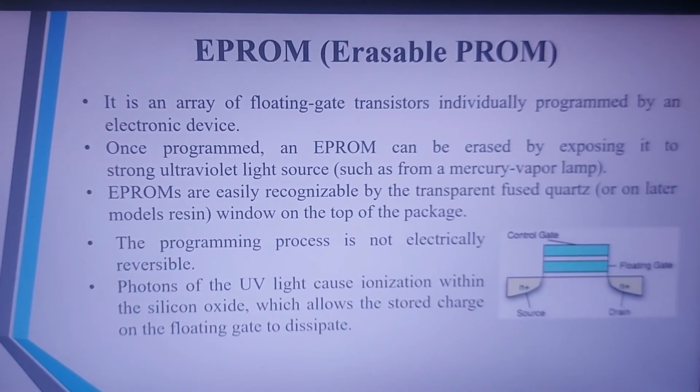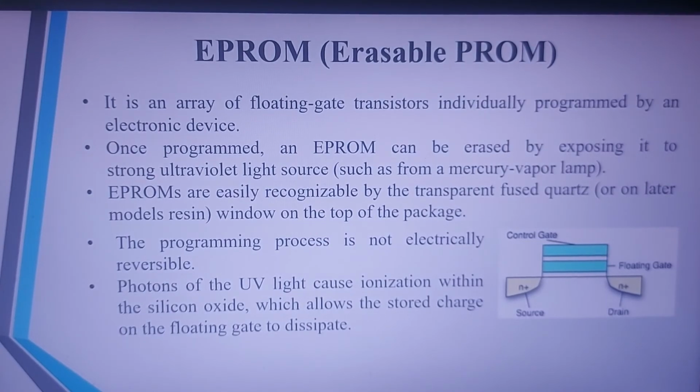The next type of memory is EPROM, that is erasable and programmable read-only memory. This type of ROM uses a floating gate transistor, which is shown. A diagram is also shown there. There are two gates. One is a control gate, another one is a floating gate. That floating gate gives the option to erase and reprogram.